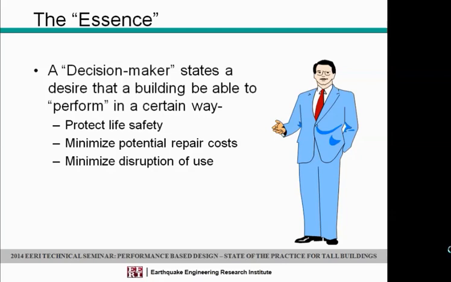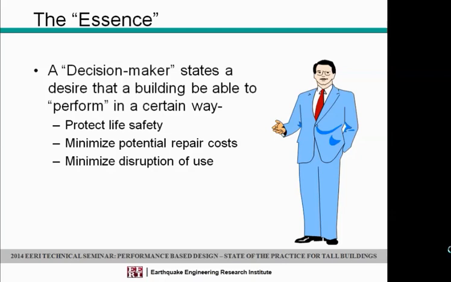Most of us hope that our buildings will do much better than that, but that's what the building code has as an expectation. Decision makers typically would want something much better than that, whether we can give it to them or not. Some decision makers are interested in minimizing potential repair costs.